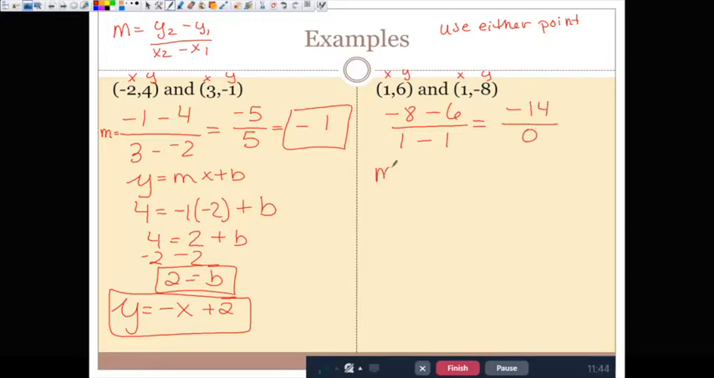So what is my slope? Not 0. Undefined. When the 0 is in the bottom, it means you're dividing by 0. You cannot divide by 0, so it's undefined. So when something's undefined, we have a special equation. What is my equation going to be? x equals a number. And what is my x value here? What are both of my x values? 1. So what is my equation going to be? x equals 1.